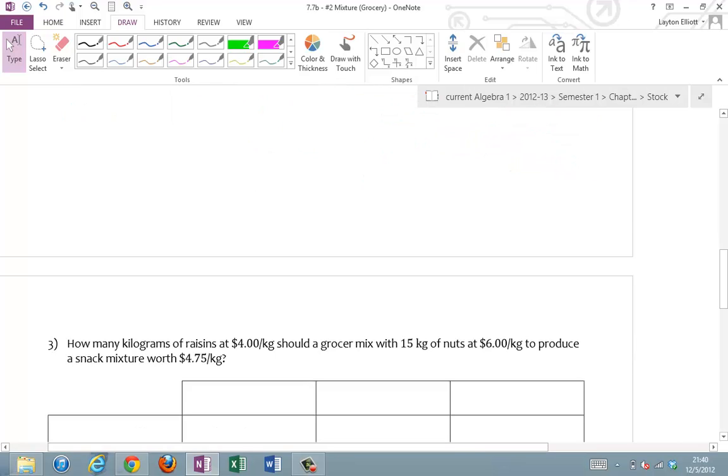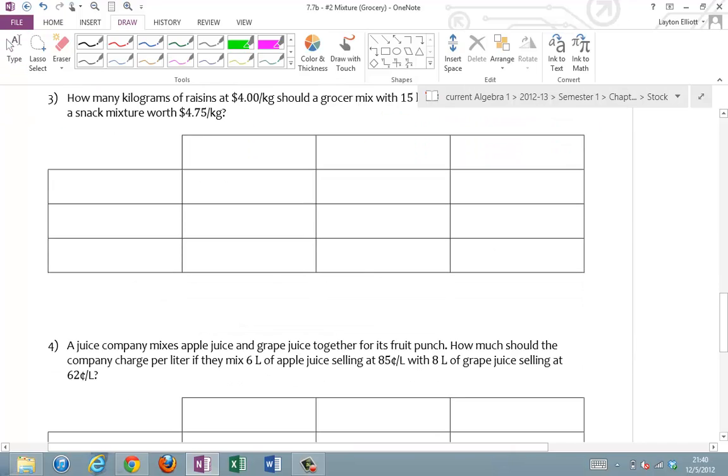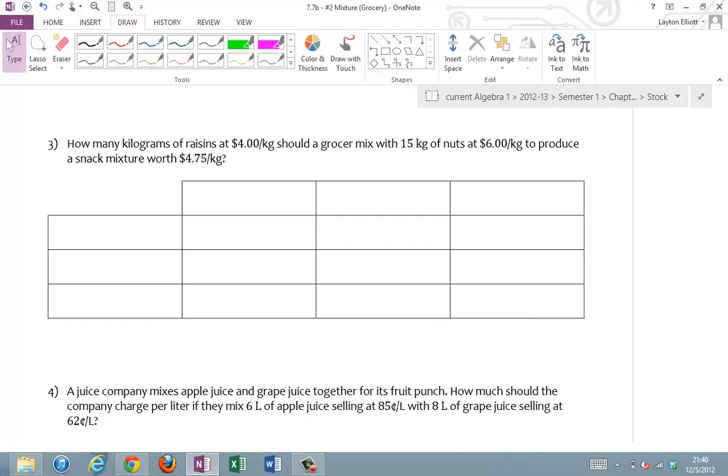Let's continue on. Flip it over. How many kilograms of raisins at $4 per kilogram should a grocer mix with 15 kilograms of nuts at $6 per kilogram to produce a snack mixture worth this amount? Step back. Don't look at the specifics of the problem. Look at the big picture. We have raisins, we have nuts, and then we have a mix of the two of them. So, raisins, nuts, and mix.